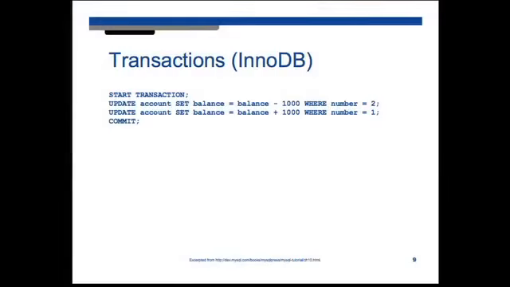So update account set balance equals balance minus 1,000 where number equals 2. Update account set balance equals balance plus 1,000 where number equals 1. What's the context here? It's kind of arbitrary, but imagine that I'm just trying to transfer $1,000 between 2 different accounts. One of those accounts' account numbers is 1. The other account number is 2.